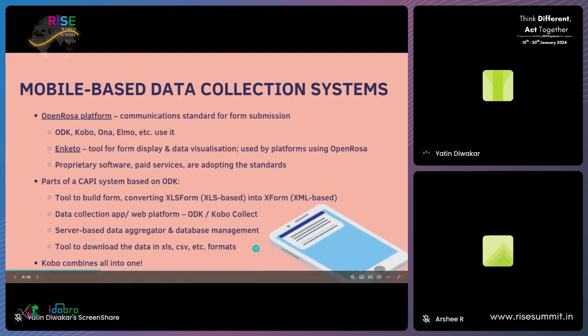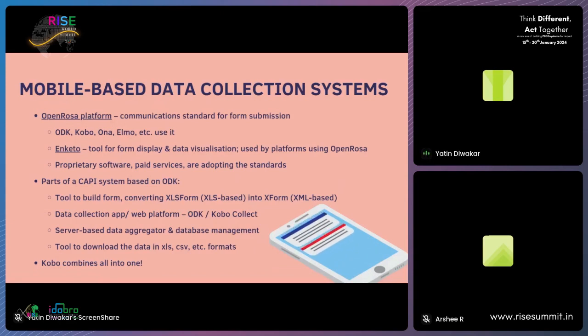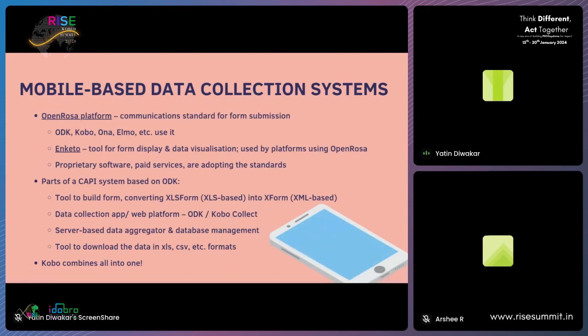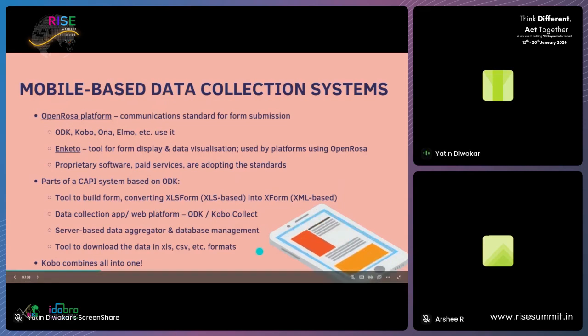So any typical system which is based on Open Data Kit, OpenRosa platform has four sections. One is the form builder, which converts your XLS form, your Excel form, or your table into an XML-based form. Then the second stage is the data collection app or a web platform, which is the ODK or Kobo Collect. Then third is the server-based data aggregator, which manages your data, which collects your data at one place, which can then be downloaded as an Excel sheet or a CSV.